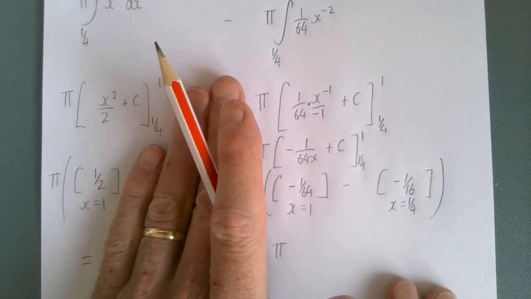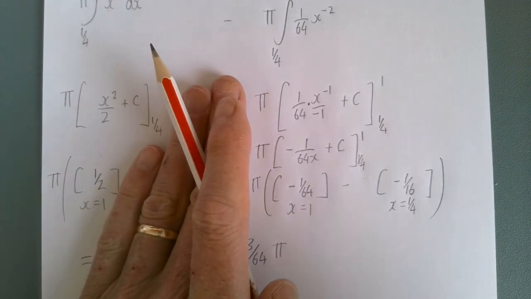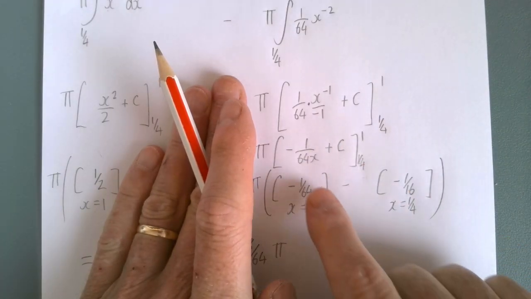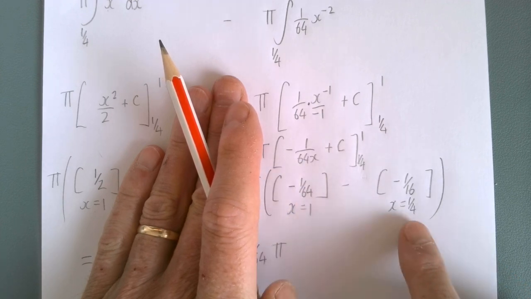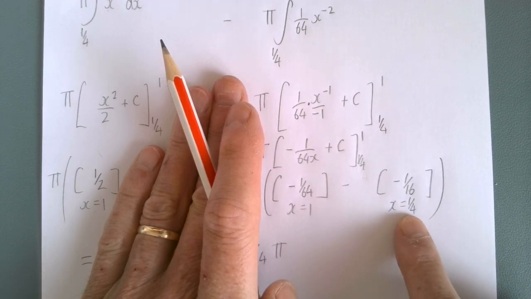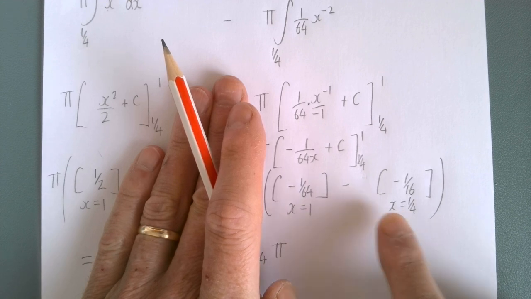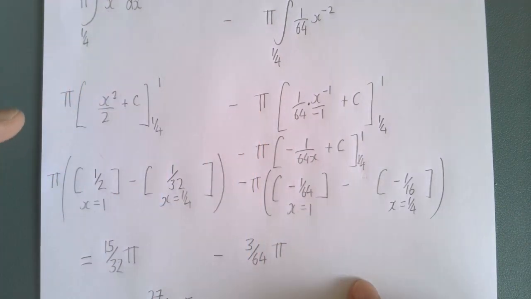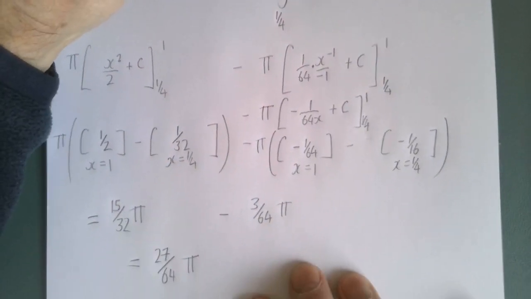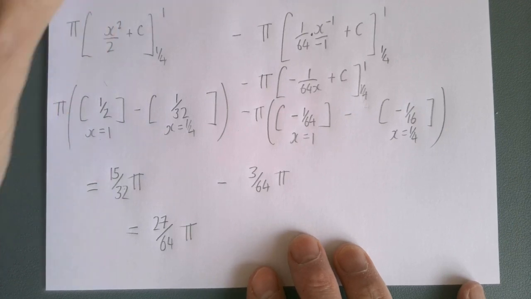And then over here, bit more fiddly, lots of negatives here. So you've got minus 1 over 64x when x is 1, and minus 1 over 64x when x is a quarter, and minus is a plus, so that comes out as that, and so that's your final answer.